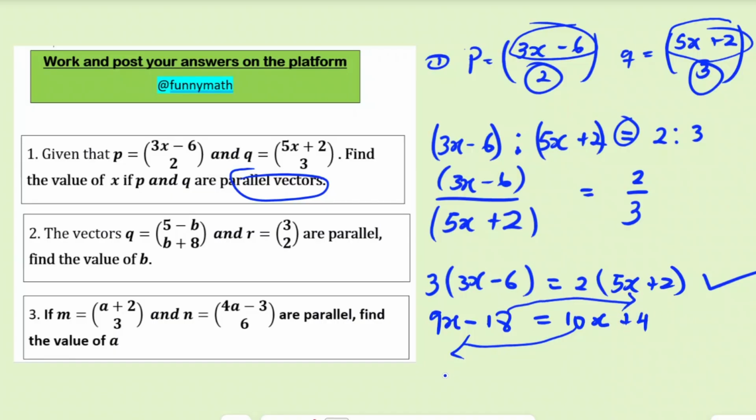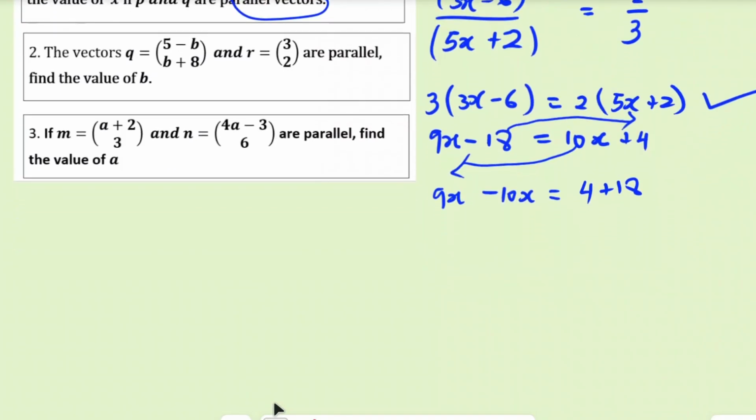So that's going to give me 9x. When you bring 10x here, it's going to be minus 10x, equal to, we have 4 here. When you bring negative 18 to this, it's going to be plus 18. Good. So let's continue. So now 9x minus 10x is going to be negative x. We have subtracted 10 from 9, so that's going to be a negative answer. That's negative 1x equal to 4 plus 18 is going to be 22.